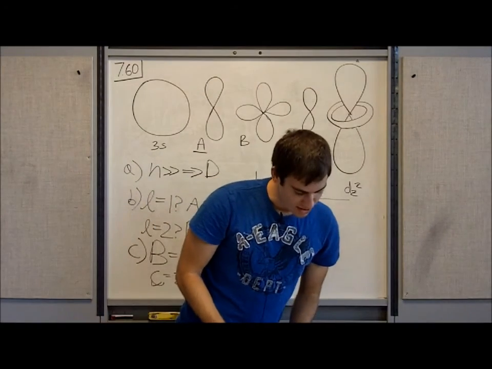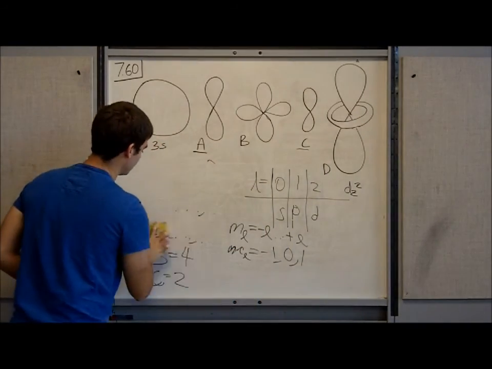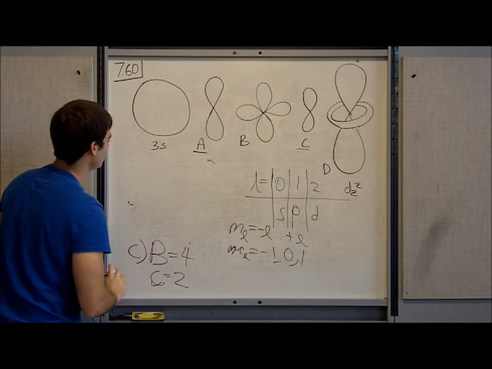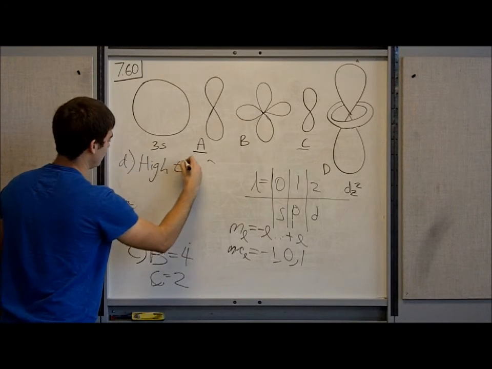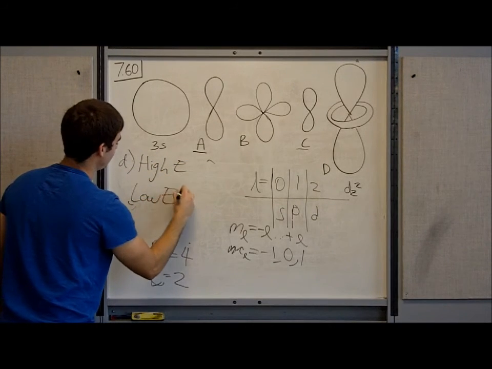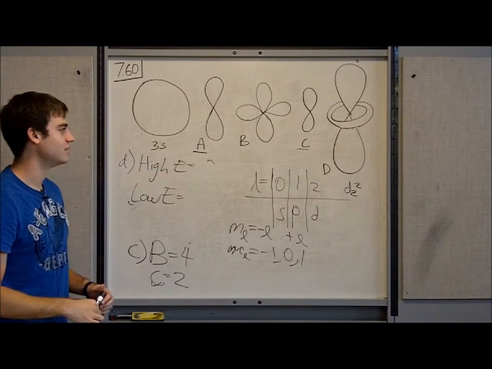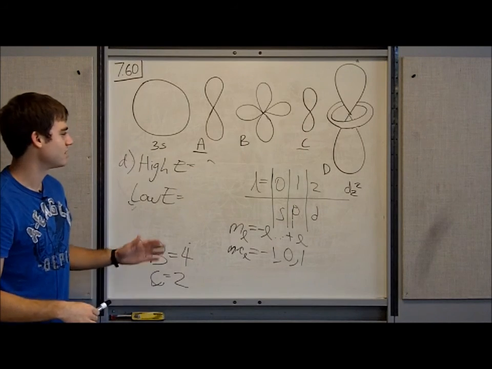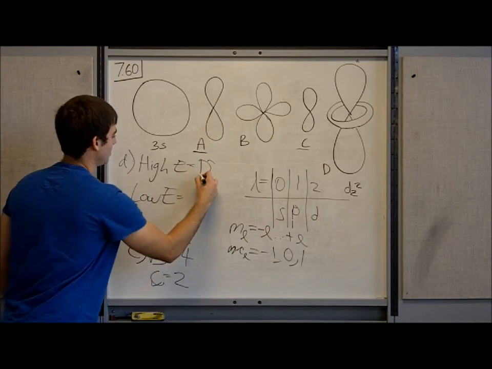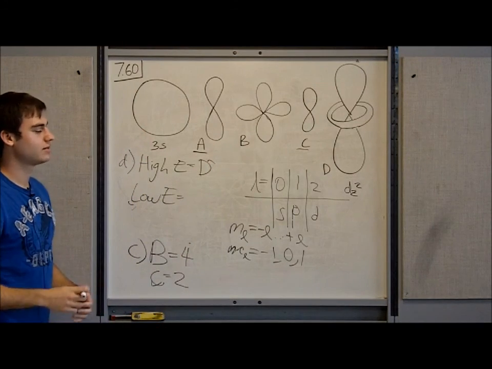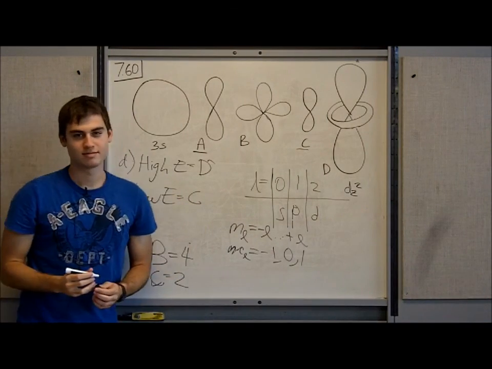And the last question is, which orbital has the highest and lowest energy? As you recall, in this problem we measure energy based on the size of the orbital and use n to determine that. The one that has the highest energy is going to be the largest, and that would be orbital D. The one with the lowest energy would be the smallest orbital, and that is orbital C. And that's the end of this problem.